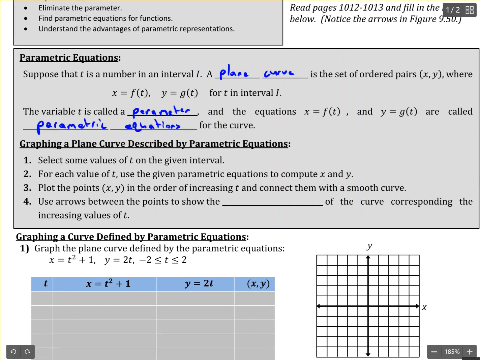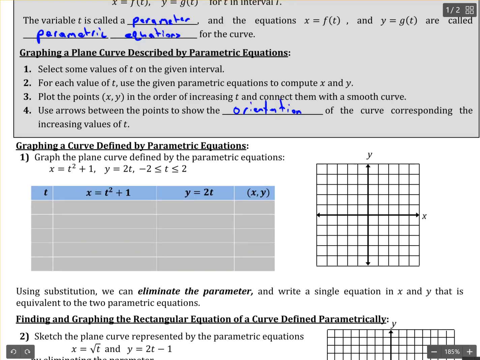All right, so graphing a plane curve, basically you're going to select some values of t on that given interval, and then plug them in to calculate x and y. We're going to plot the points x and y, and then use the arrows between the points to show the orientation of the curve, or the direction if you want. The orientation of the curve corresponds to increasing values of t.